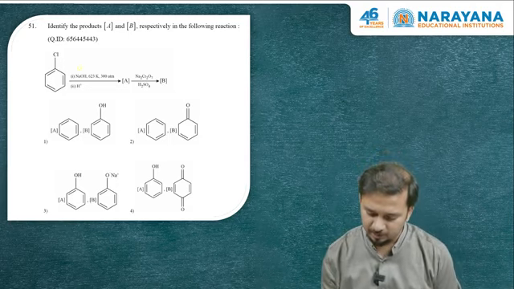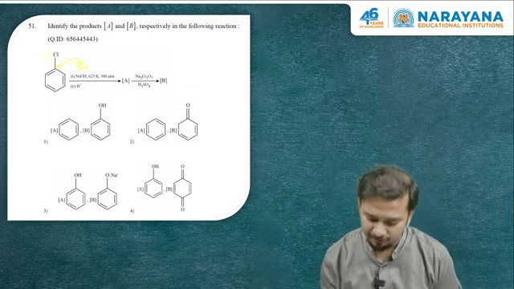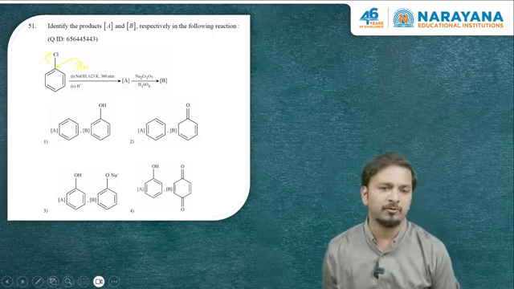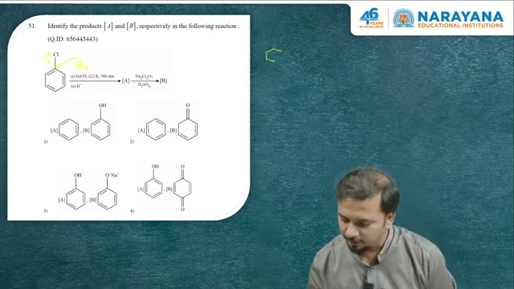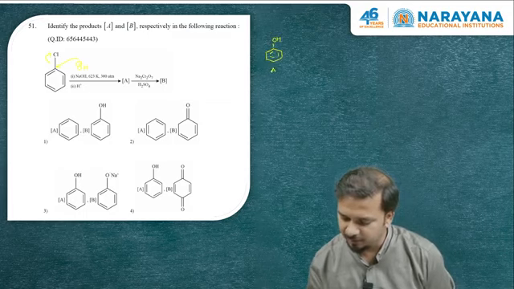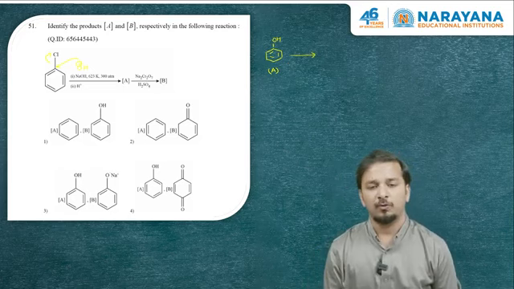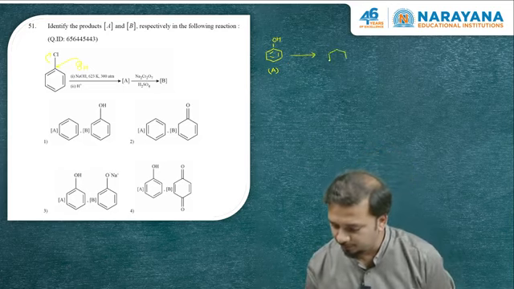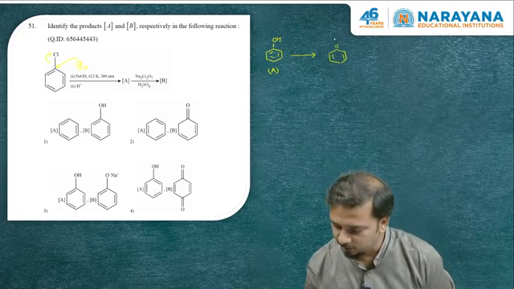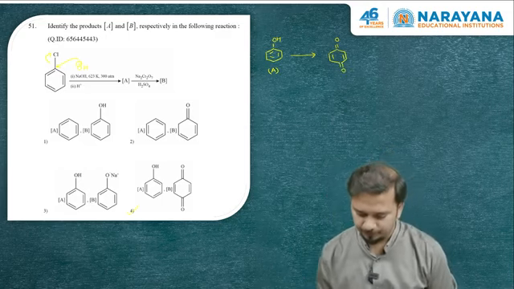So OH minus will attack, and if OH minus is attacking, there will be substitution reaction and there will be formation of phenoxide ion. Now this phenoxide ion with H plus will be converted to phenol. So A in this case is phenol. Now A is treated with Na2Cr2O7 H2SO4, which is an oxidizing agent. So it will convert phenol to para-benzoquinone. So it will be converted to this molecule. So correct answer for this question is option number 4.